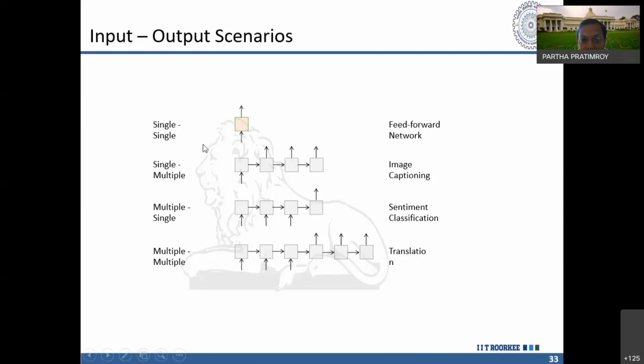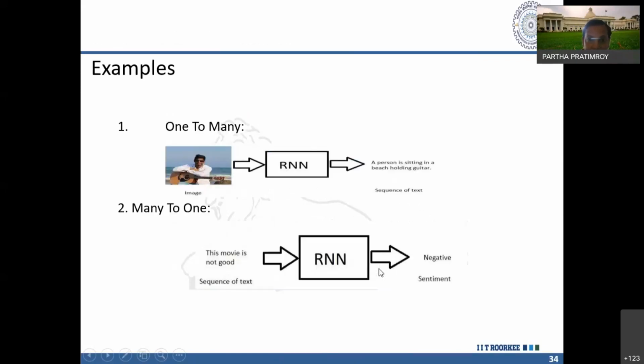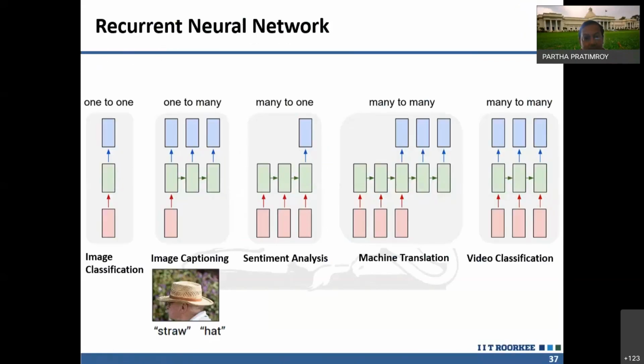So when we say a single input to a single output, it's a plain neural network, input and output. Single to multiple is image captioning. You give some features and it will generate a set of words. Multiple to single, you give multiple inputs and it generates a sentiment analysis, whether positive or negative. And multiple to multiple is translation. We'll discuss all of this one by one.